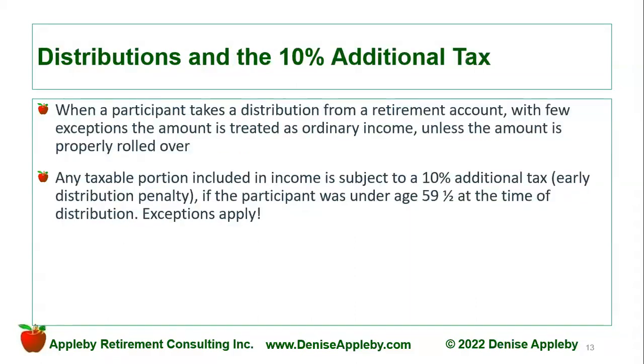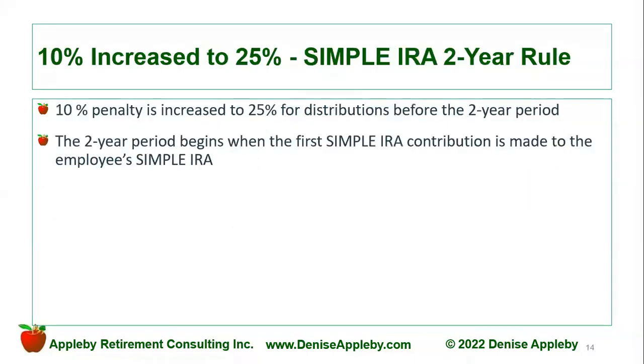Now, the 10% early distribution penalty is really an additional tax, which means, generally speaking, if no income tax is owed, then no 10% early distribution penalty is owed on the amount. And I say generally because, as with most rules that apply to IRAs and employer plans, there are exceptions, right?